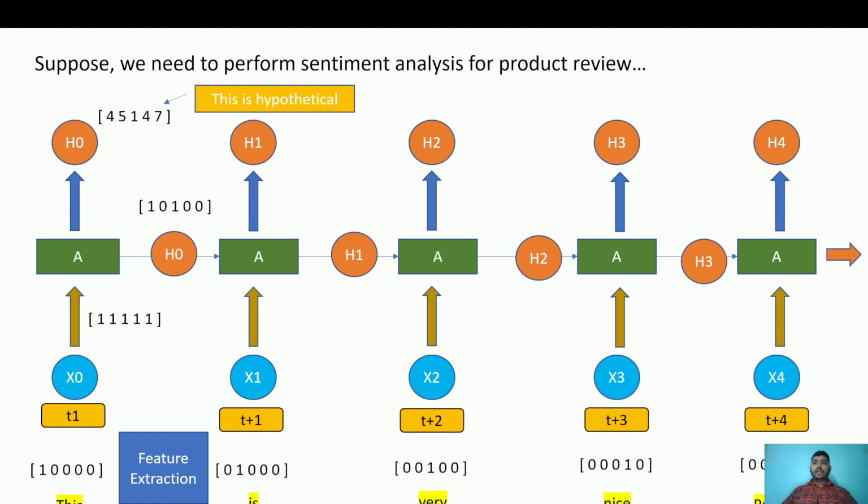I hope you got the idea how it entirely works. This hypothetical value of h0 is multiplied by the weights and becomes the input of the next network, and here the second word goes as an input at timestamp t plus 1 in vectorized form, and that is multiplied by the output of the previous network, we apply the activation function, and we get h1, right? And that's how the entire process goes, right?